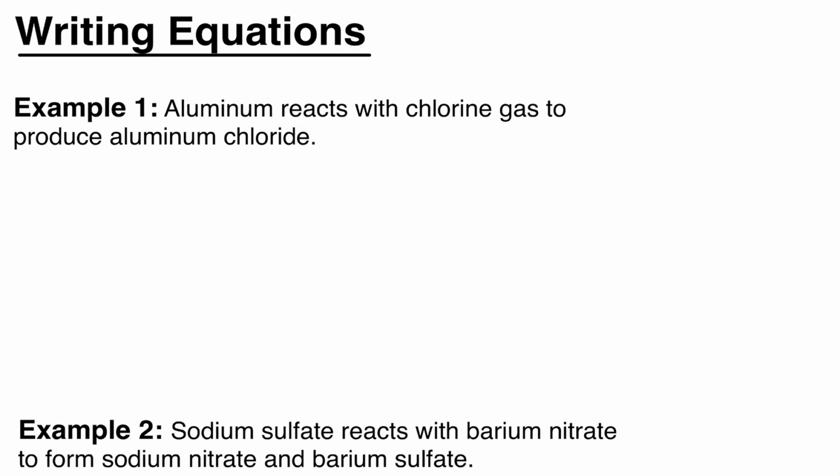Hey everyone, so in this video we're going to go over how to write equations from word problems. So let's go over the first example here. Aluminum reacts with chlorine gas to produce aluminum chloride.